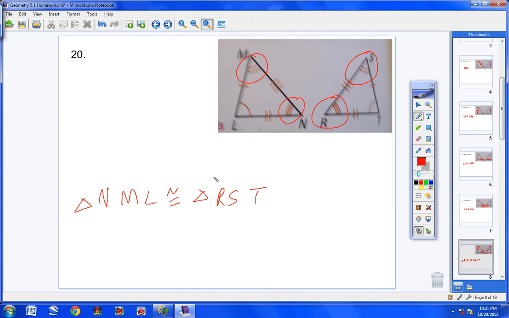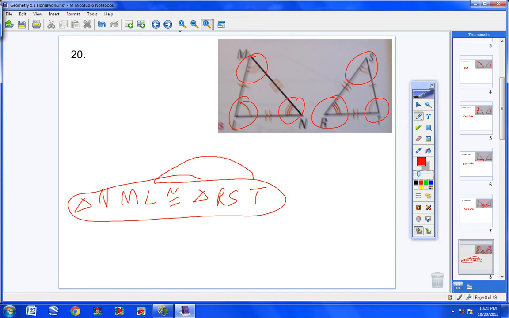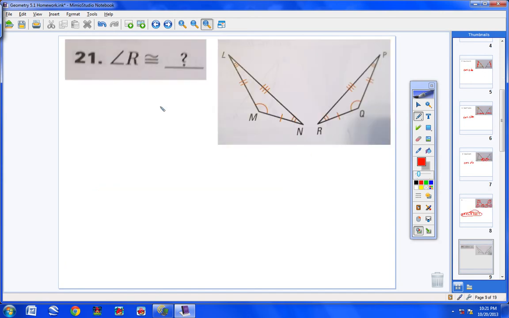So last should be L and T. And look at that, L and T. All right. So there we go. The answer would be B. This is the proper congruence statement. All right. Let's continue on to numbers 21 through 33, the odds.